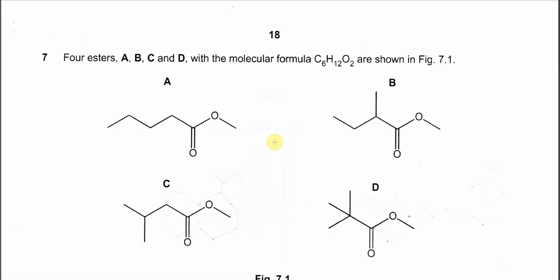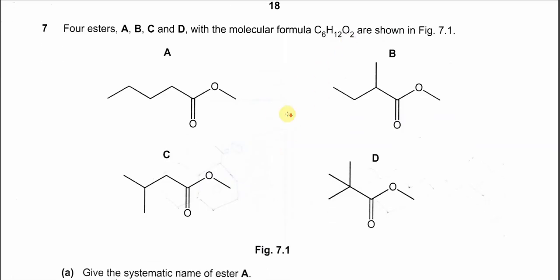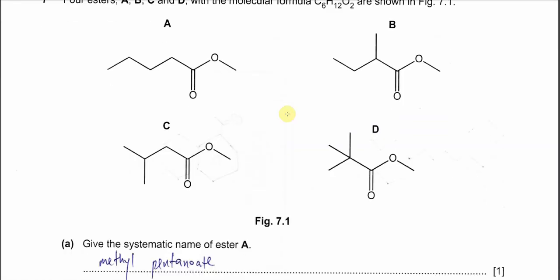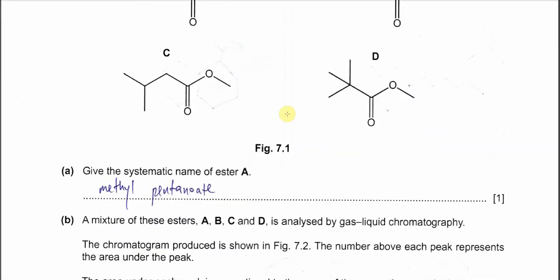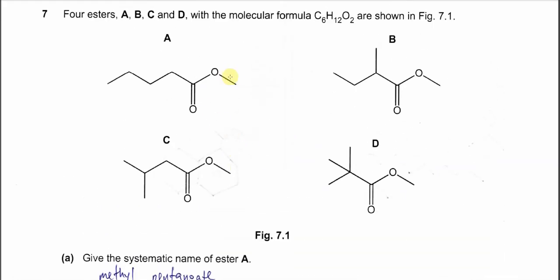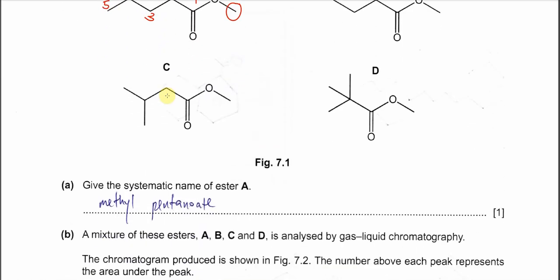Question 7. There are 4 esters with molecular formula C6H12O2, shown in figure 7.1. Give the systematic name of ester A. Very easy. So it's a methyl, 1, 2, 3, 4, 5. So we know that it's methyl pentanoate.